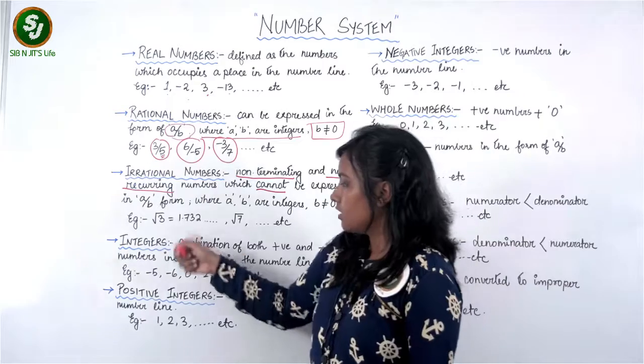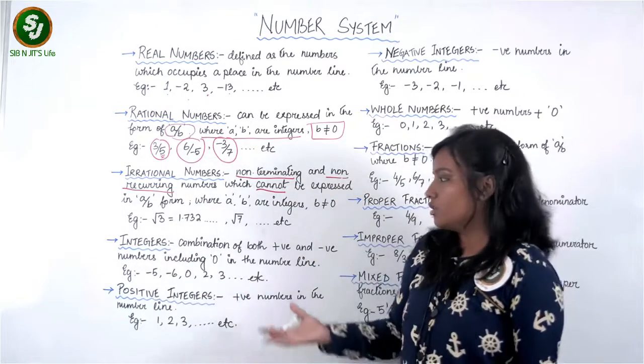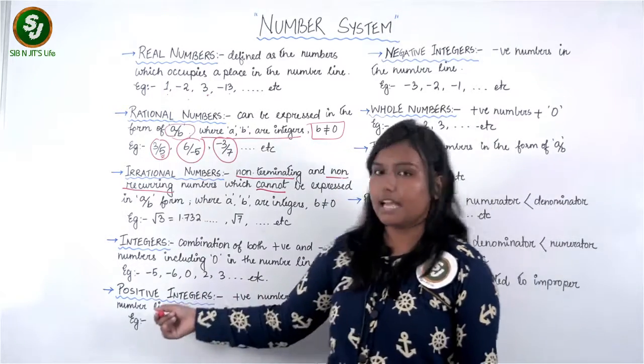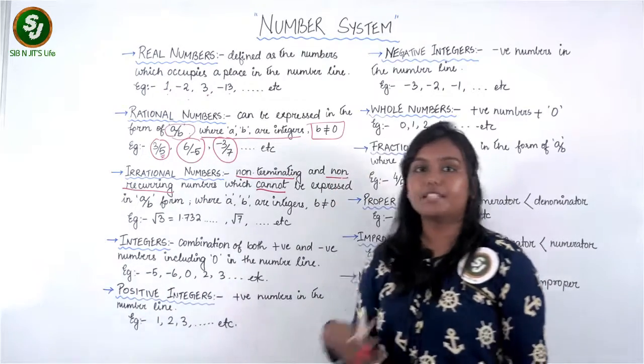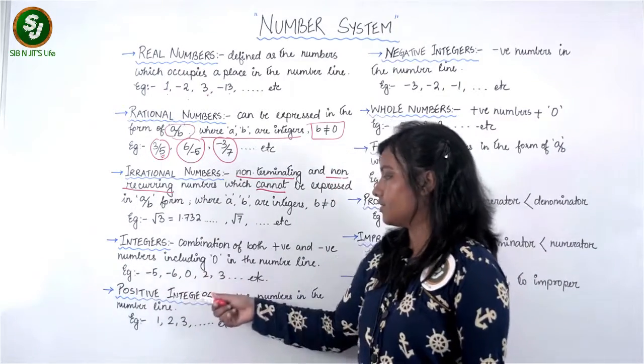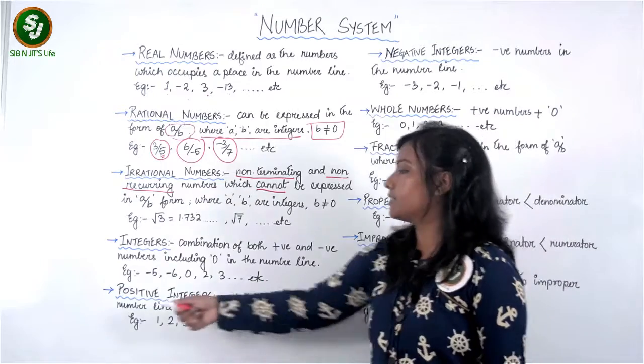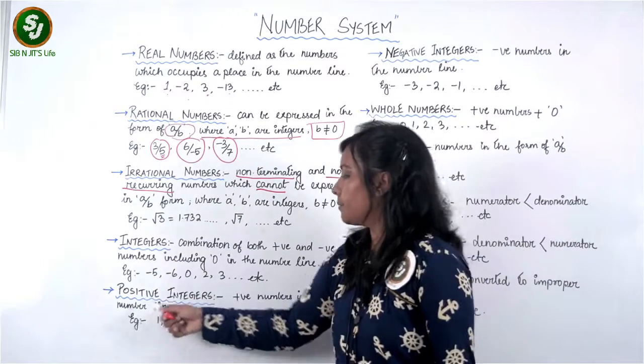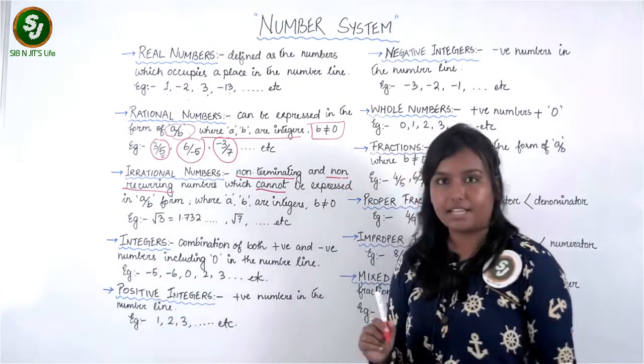Okay. So now what are positive integers? So positive numbers in the number line. The name itself is telling us that positive integers are what? The positive numbers in the number line. Example, you can say 1, 2, 3, etc.